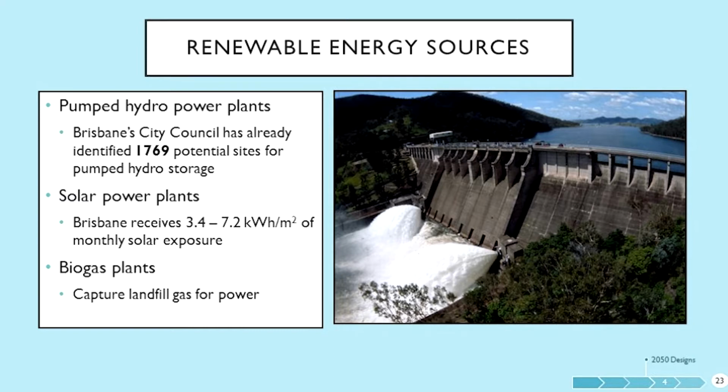So given that Brisbane is also a subtropical climate that receives a lot of sun, we want to be building more solar power plants as well as biogas plants. And this is something the city is already doing, where they're capturing gas from landfills and using it for heating.